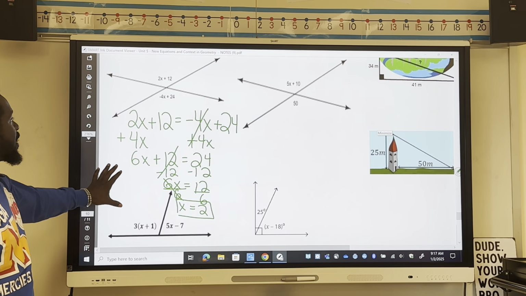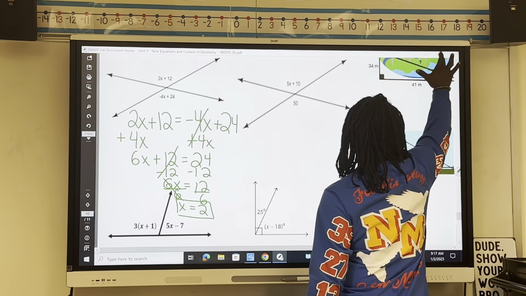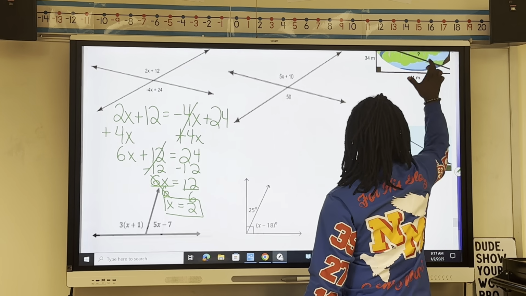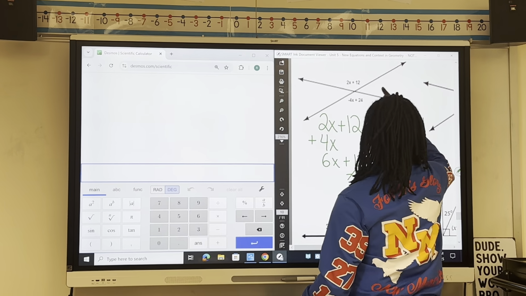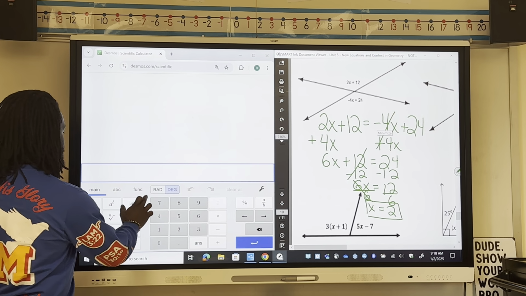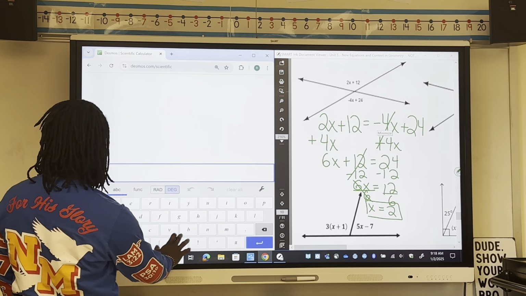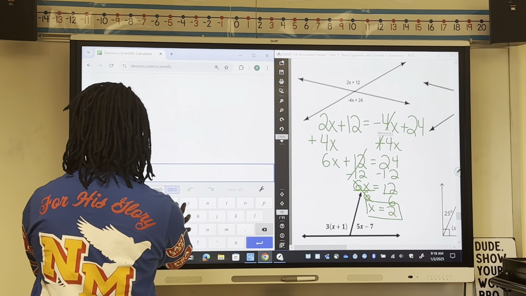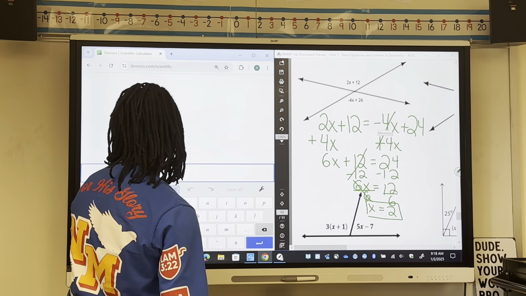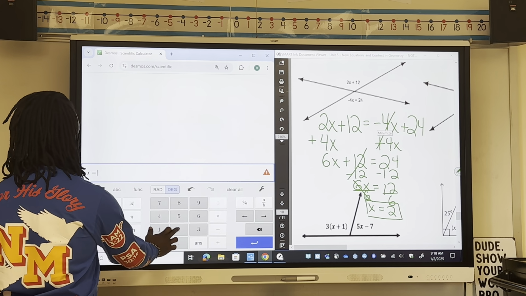Now, I want to show you really quickly how you can use the calculator to check that, to make sure that you have found the correct answer. So let's take a look at it. I found that x equals 2. So I'm going to put in, where's the x? Oh, there it is. Okay. So we got x equals 2.